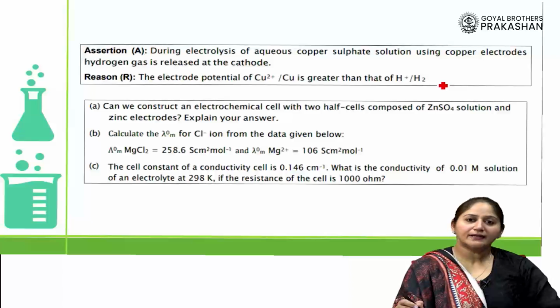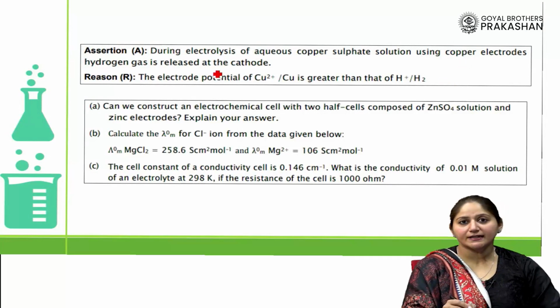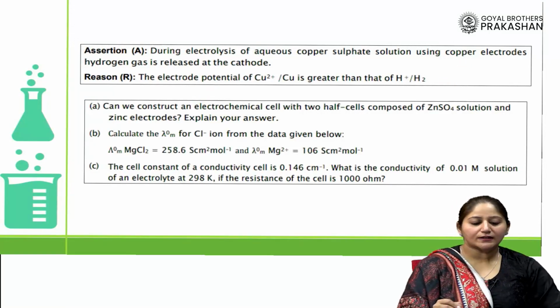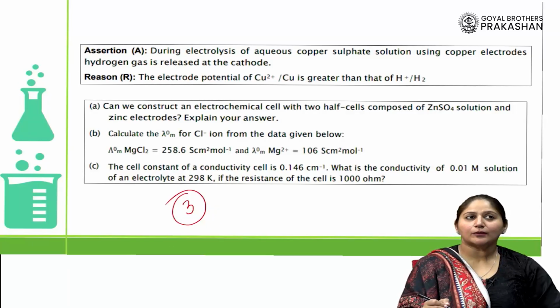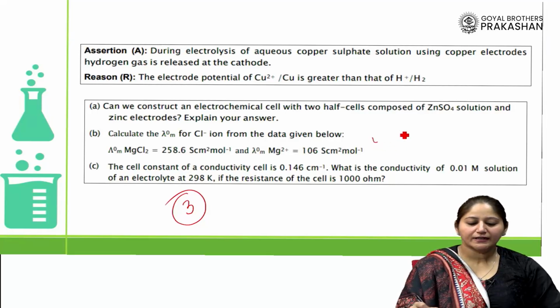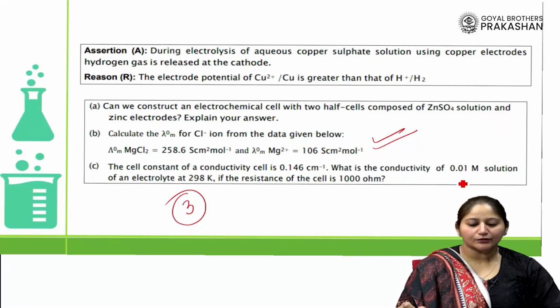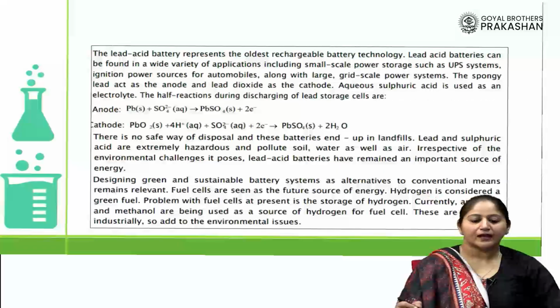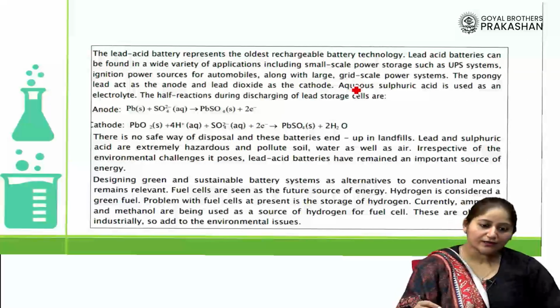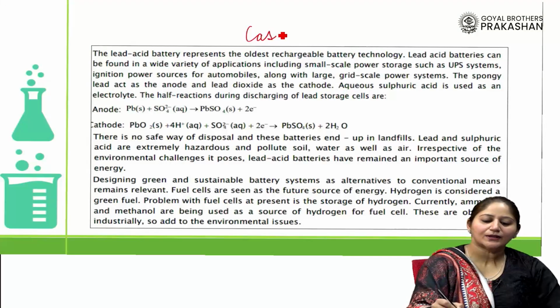Now from the CBSE sample paper, an assertion reason question is given. Also there is a 3 marker question given from electrochemistry, as you can see here, in which there is one numerical based question which is related to Kohlrausch's law, and this is another numerical given here which is related to cell constant.